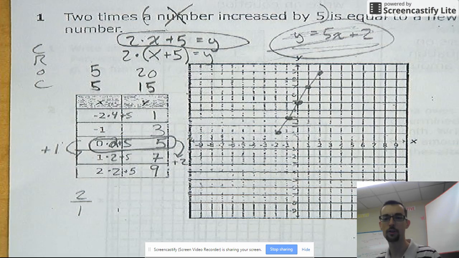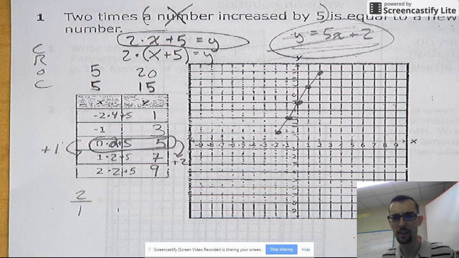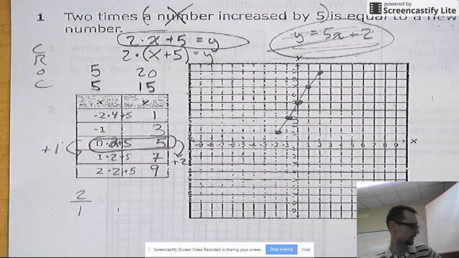I guess maybe that's one of the other teachers taught you to do. That's not really your line, though. A line goes on forever. This is not a line. This is a little line segment.